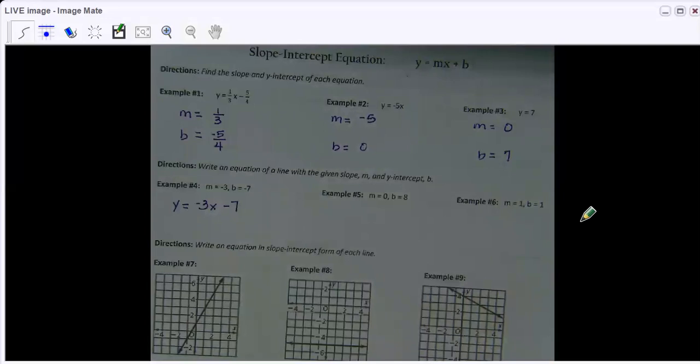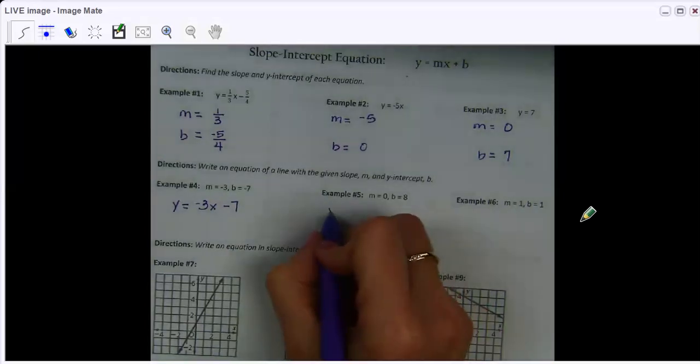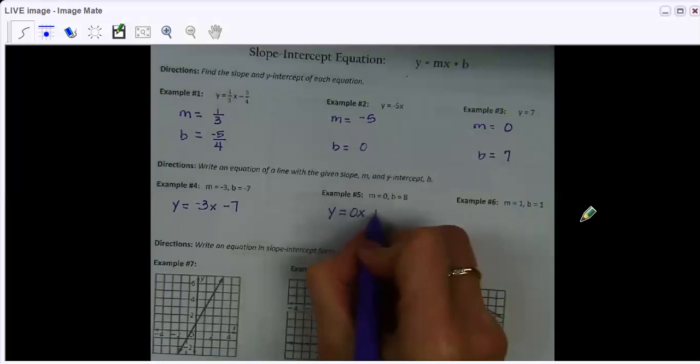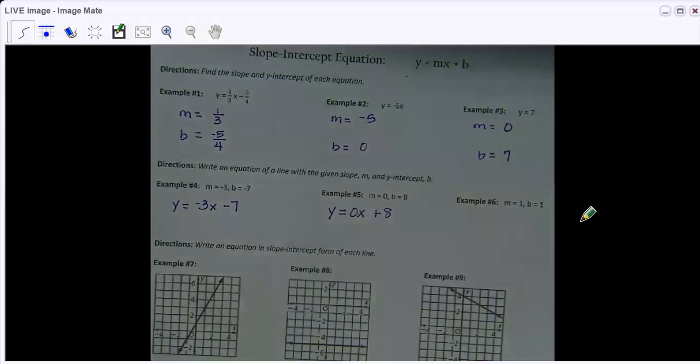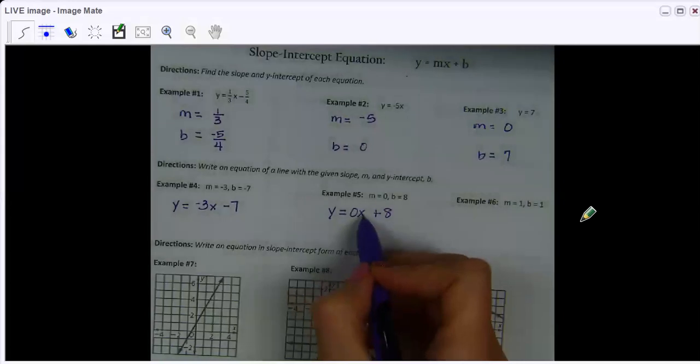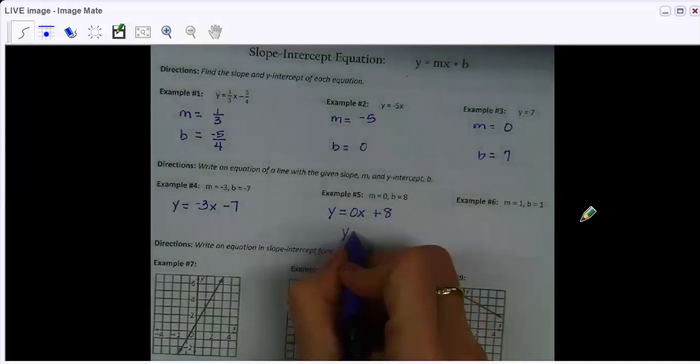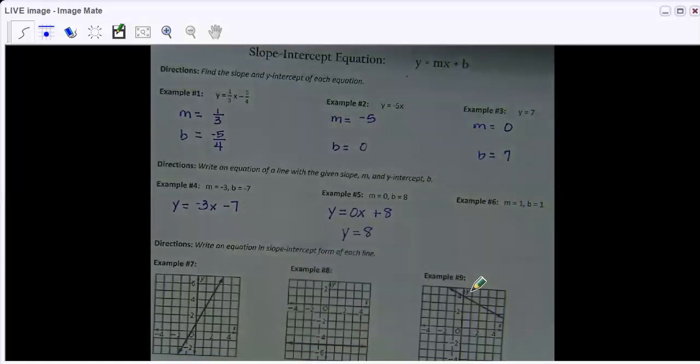Okay, but what about number 5? So it would be y equals 8. Yes. So some of you might want to put 0x plus 8, and you can, but since 0 times any number is going to be 0 and 0 plus 8 is 8, really all you have to do is y equals 8.